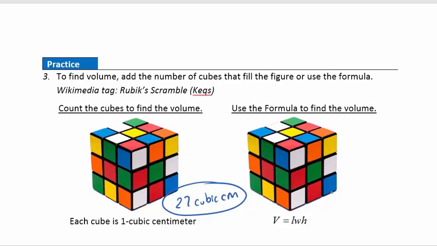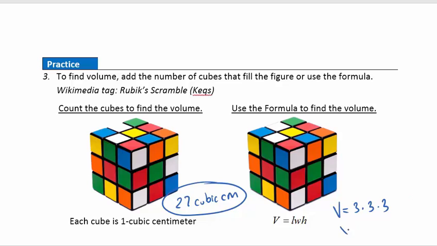Or the shorthand way over here of finding this, we could say, okay, volume is length, which is 3, times width, which is again 3, times height, which is again 3. Counting up these centimeters, 1, 2, 3 centimeters this way, 1, 2, 3 centimeters this way, and then 3 centimeters deep.